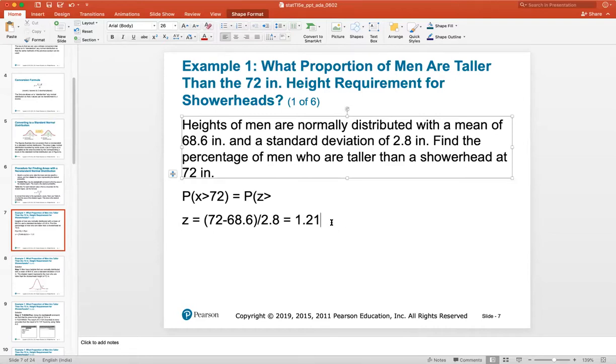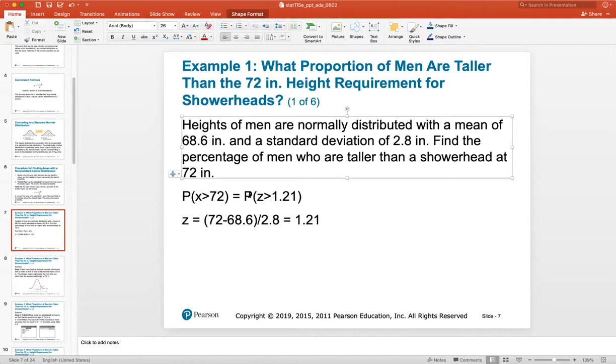Okay. So now, converting 72 to a z-score, which is 1.21. Finding the probability that x is greater than 72 is nothing but finding the probability that the z-score is greater than 1.21. Here, x is a continuous random variable of normal distribution with the mean 68.6 and sigma 2.8.